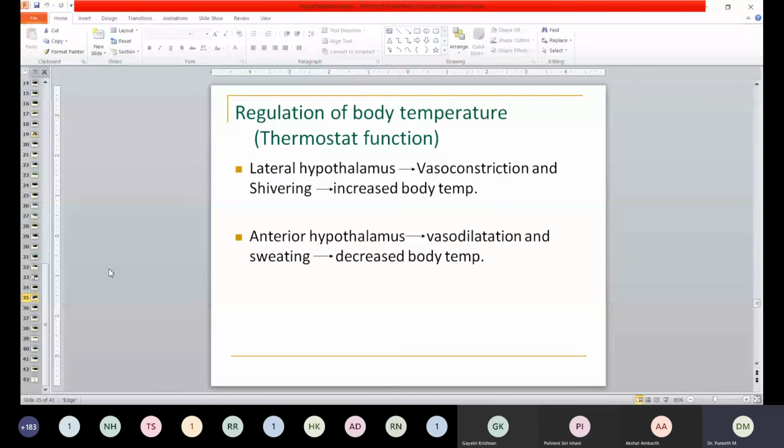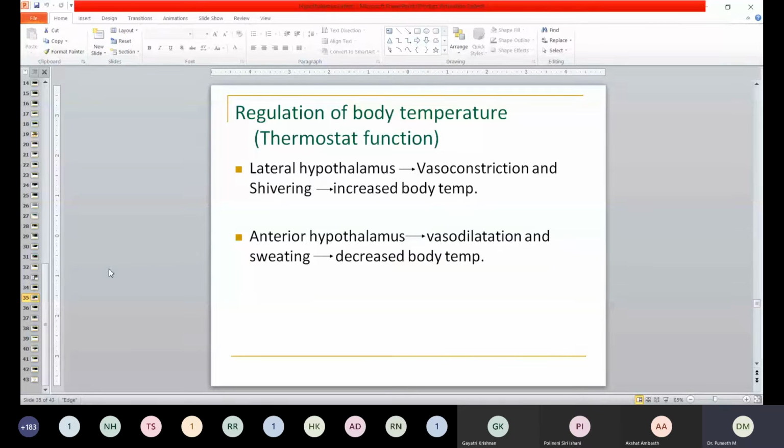So we all know whenever there is extreme cold, the changes happening are, first, vasoconstriction. Second, shivering. Whenever there is shivering, the muscles get contracted. As a result of this, body temperature will increase.